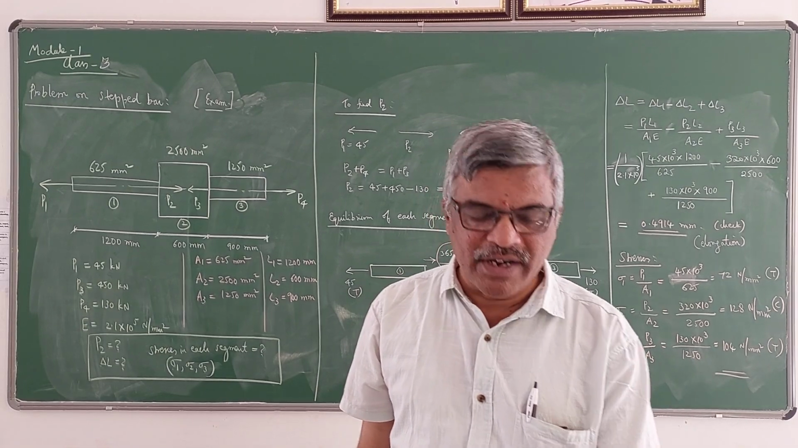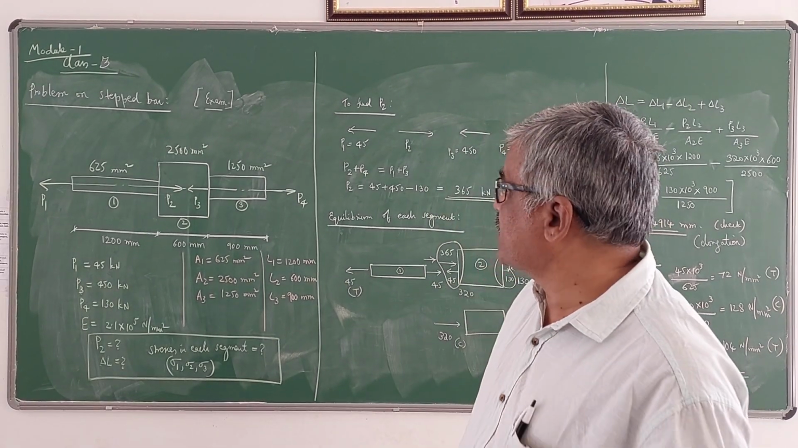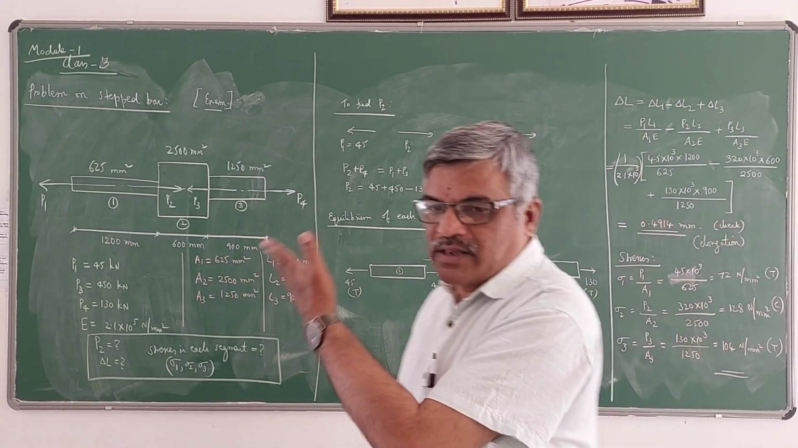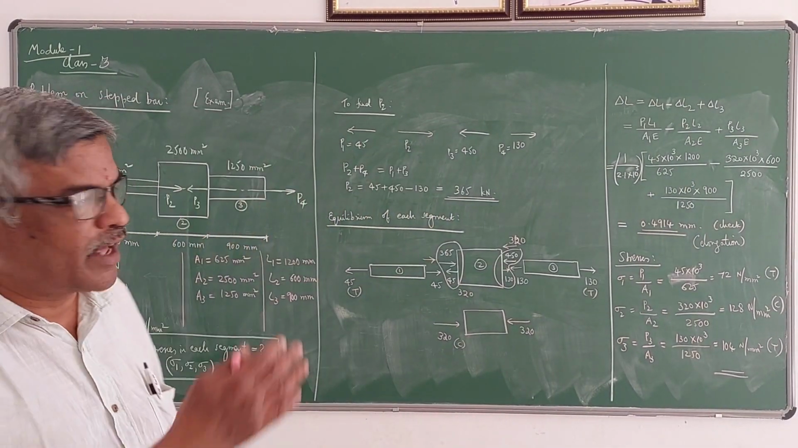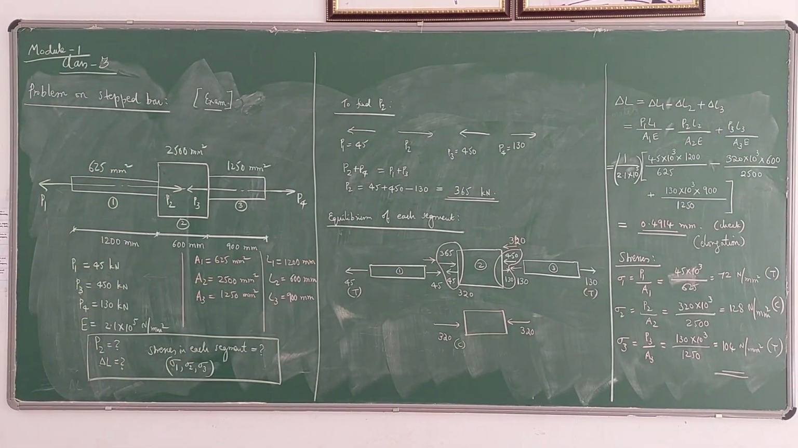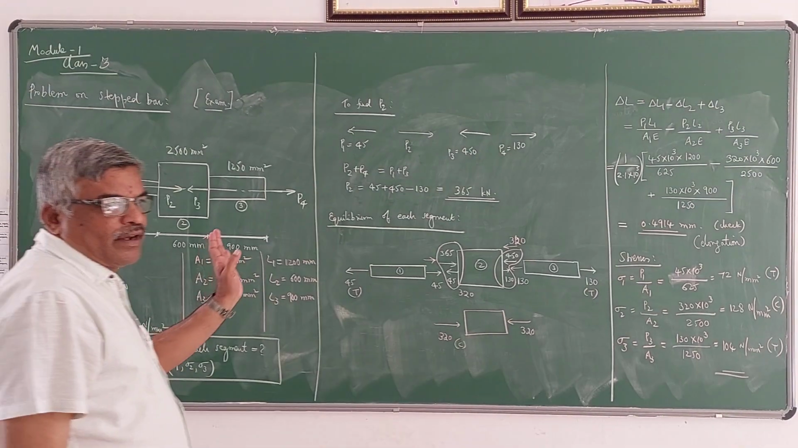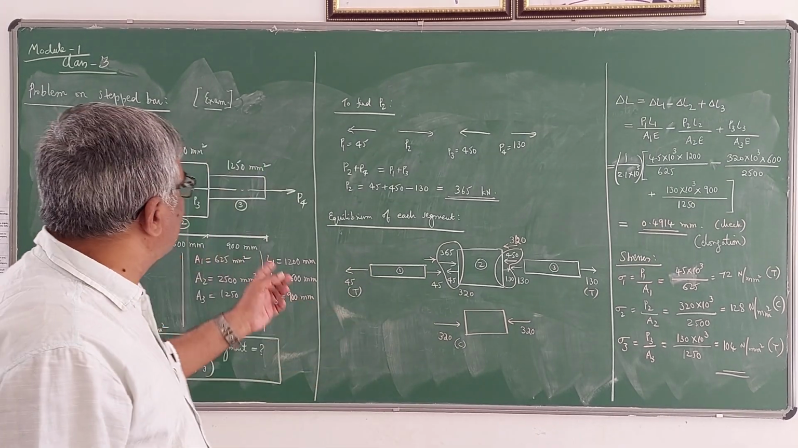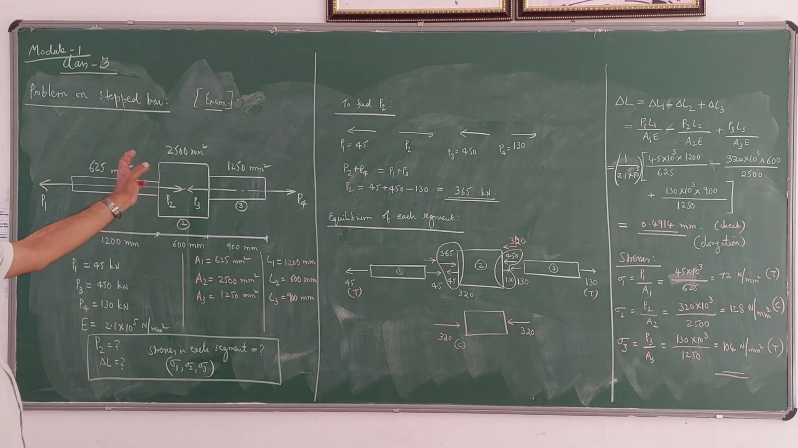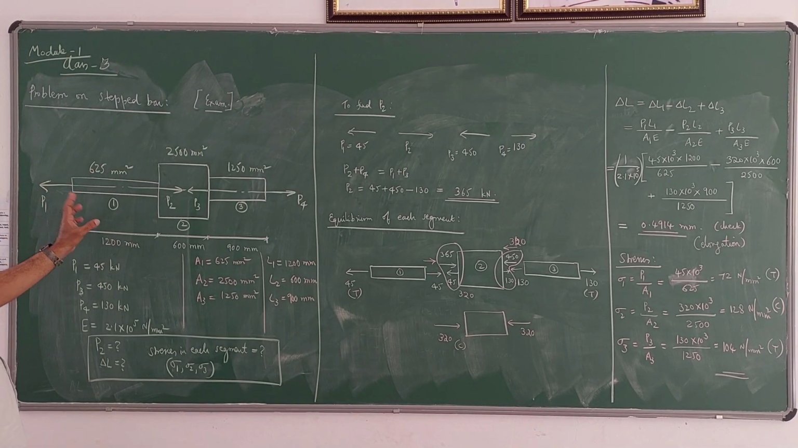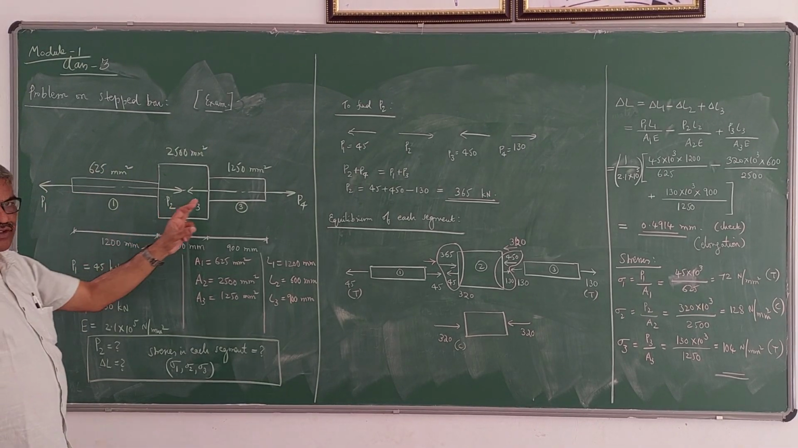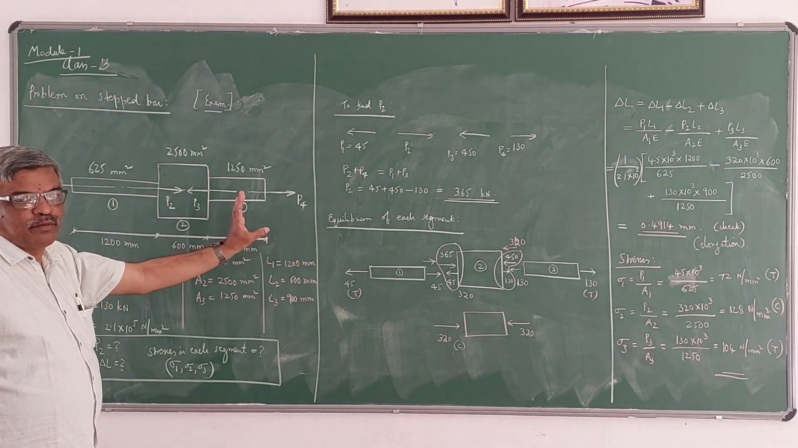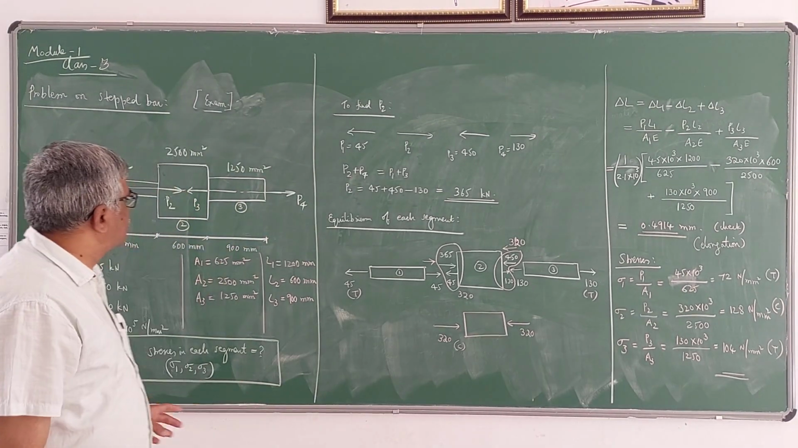Good morning, students. Today we will discuss a problem on a stepped bar. In the last class, I explained different types of bars: prismatic bar, circular tapering bar, and rectangular tapering rod. Today we will take one problem on a stepped bar. A stepped bar is a bar in which the diameters or the cross-sectional areas of different segments of the bar change, so it is not uniform.